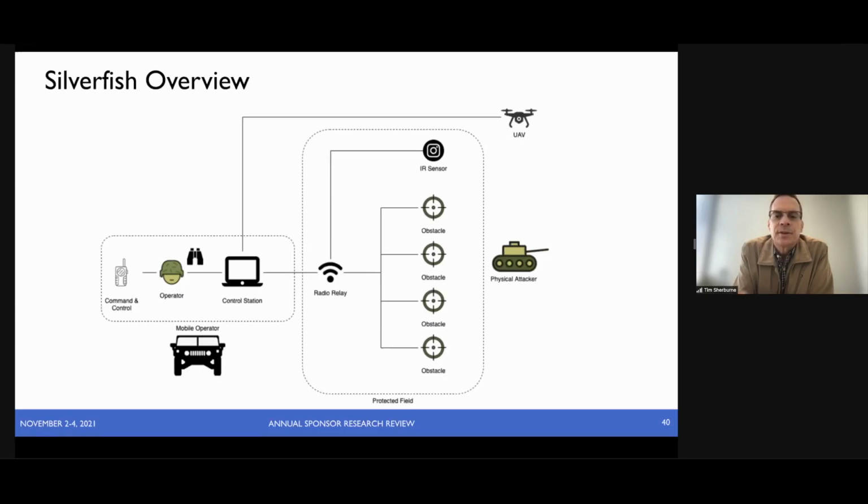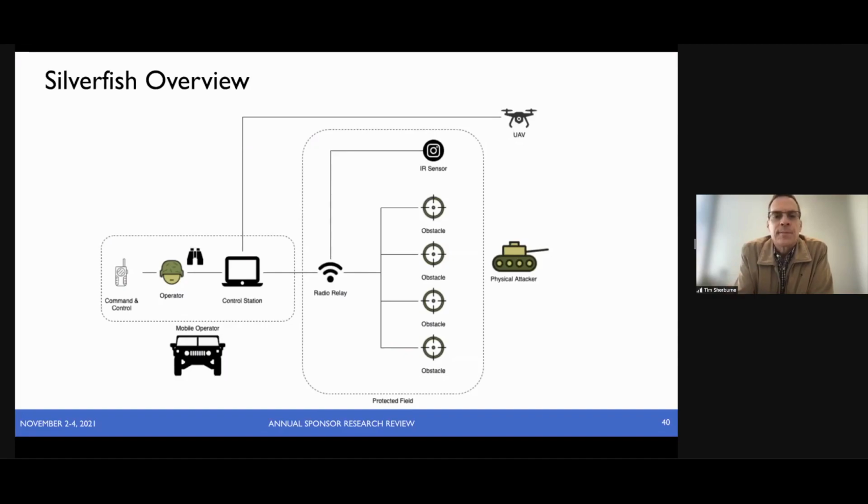In addition to this fire control, there's a notion of situational awareness, and there's a set of sensors that are part of this system that provide the situational awareness. So there's a UAV, there's infrared sensors, and even within the obstacles themselves, there are acoustic and seismic sensors. So we have different sensors that can be fused together to provide an overall situational awareness view to the operator.